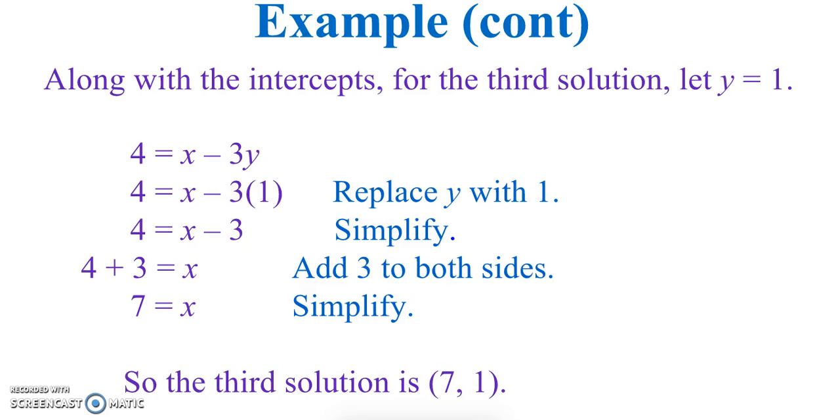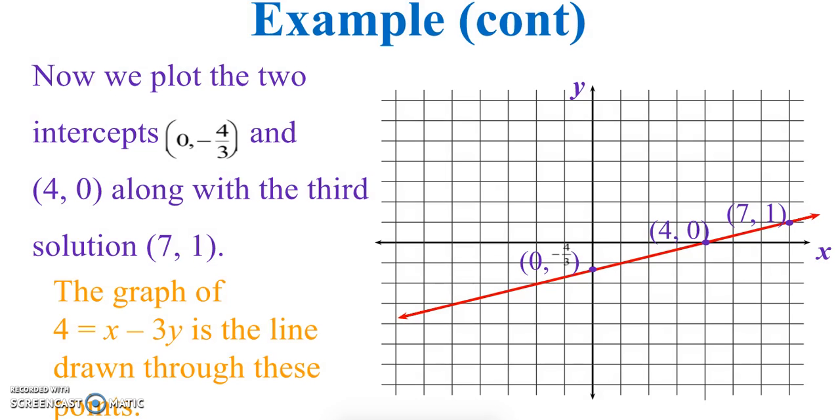Finally, let's just pick a third point to make sure we got our math right. So I'm going to let y equal 1. I do the same thing. I plug in 1 for y. I simplify, I solve. I get x equals 7. So that means anywhere on my line, once I have my x- and y-intercepts, (7, 1) should be on that line. And let's check it out.